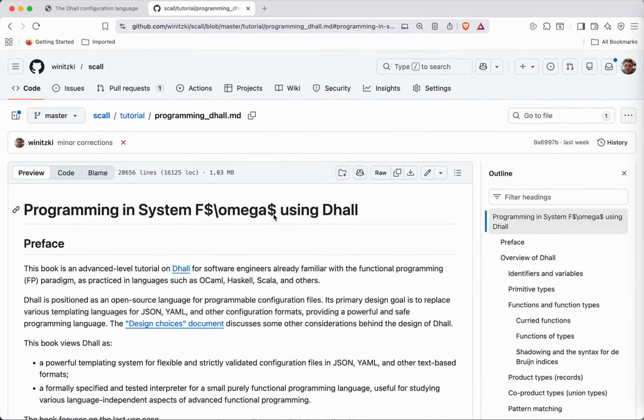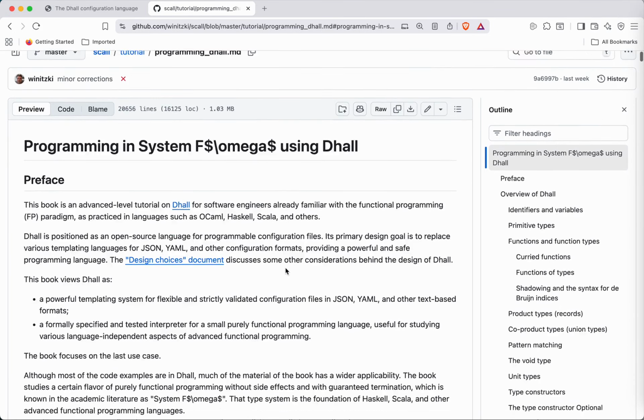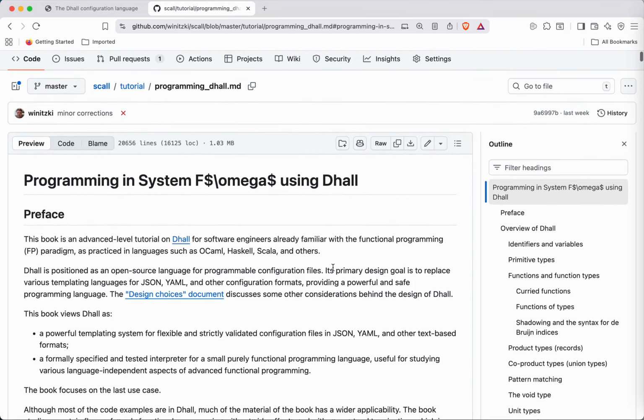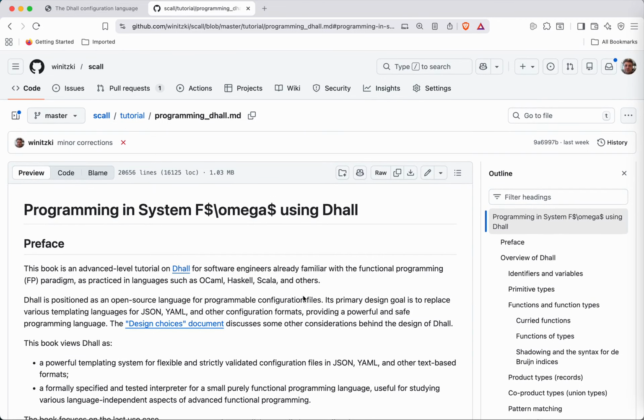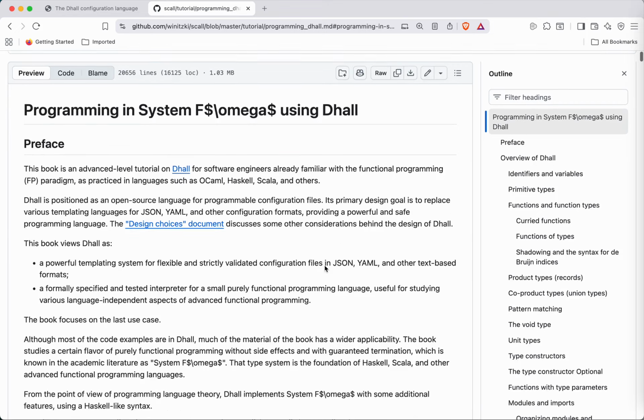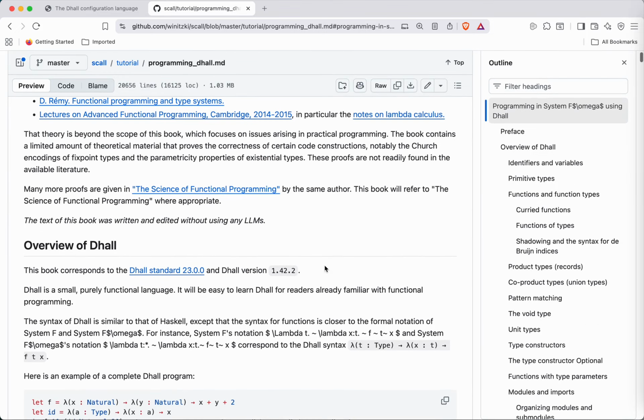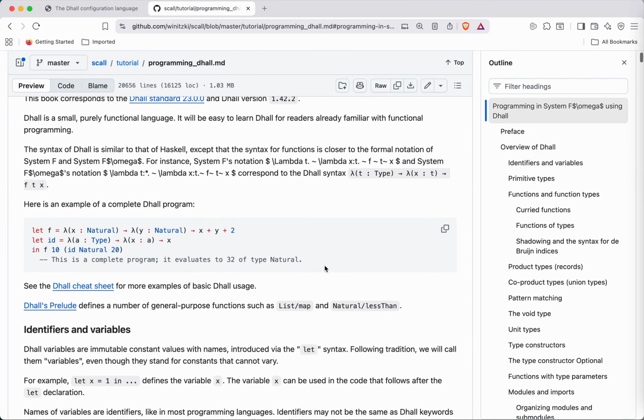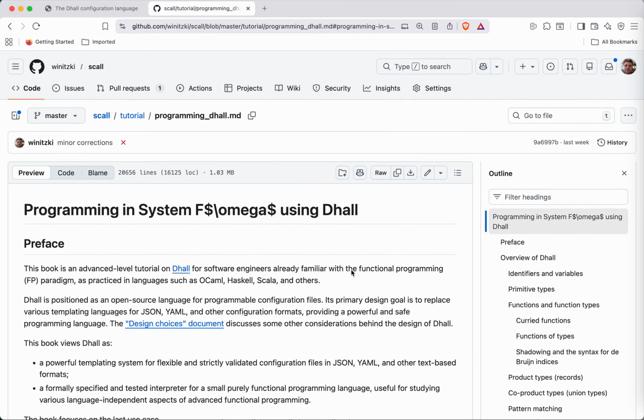It's an open source book in Markdown. The entire source text is here in this repository, as part of my Scala-based implementation of Dhall. So it's not as nicely formatted as the PDF, but you can get the entire material if you feel like it.